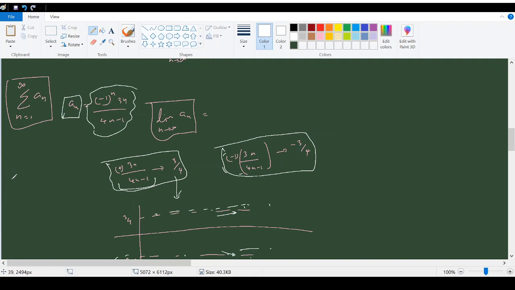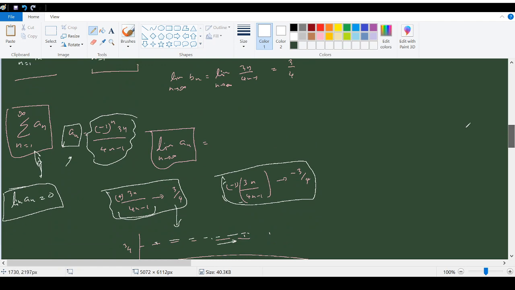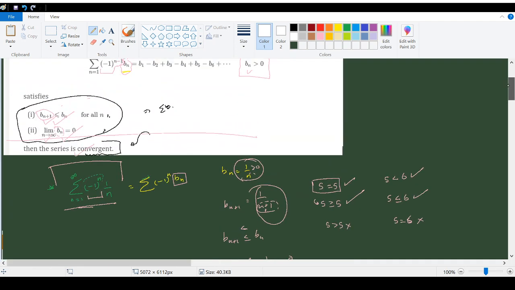But remember, if a series converges, then this limit should be equal to 0. So in other words, if this is not equal to 0, then the series does not converge. The limit is not equal to 0, therefore from the divergence test theorem we can say that our series diverges. But now we will try to do the same application for the previous question also.